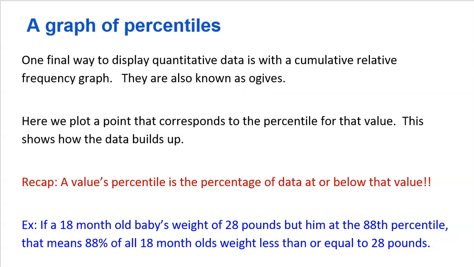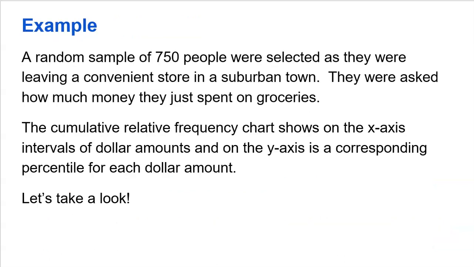So we're going to look at one of these ogives, cumulative relative frequency graphs, and we're going to answer a lot of questions, and you're going to like it, I think. But let's give an example so we have some foundation for what we're about to look at. We looked at a random sample of 750 people, selected as they were leaving a convenience store in a suburban town. They were simply asked, how much money did you just spend at the convenience store on groceries, candy bars, who knows what people buy at a convenience store.